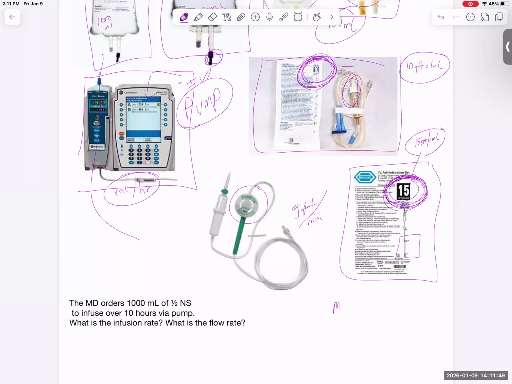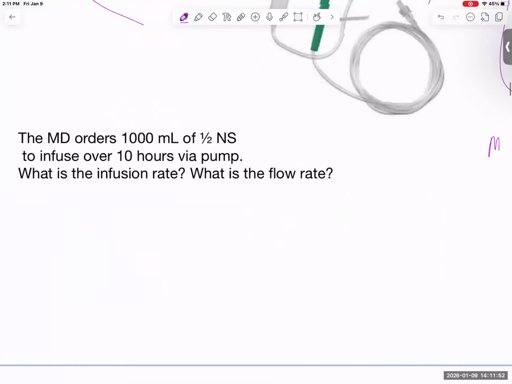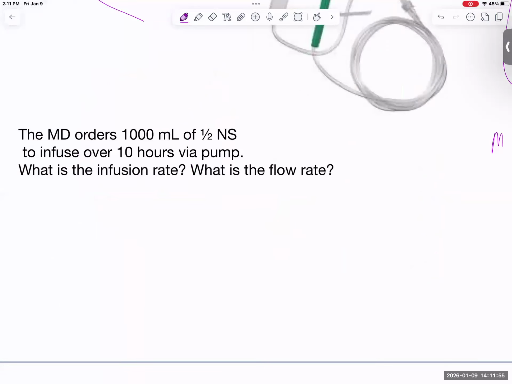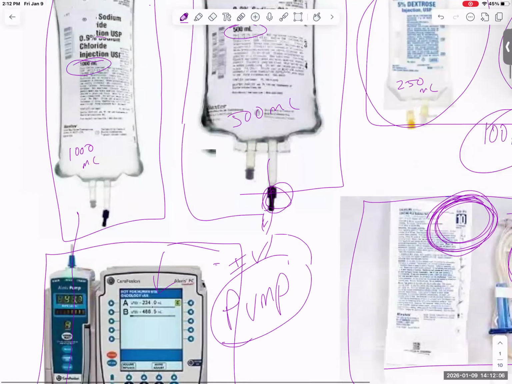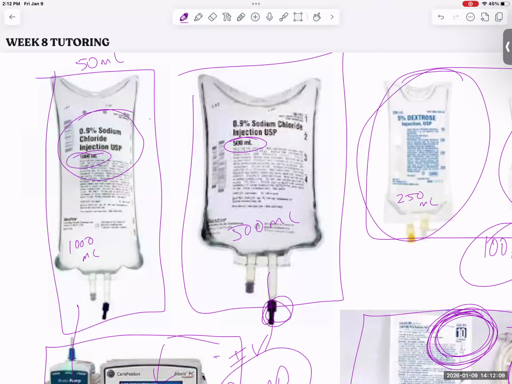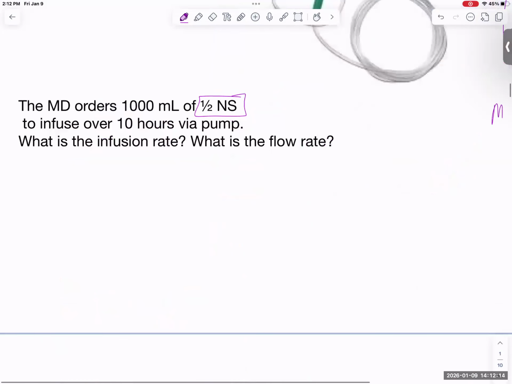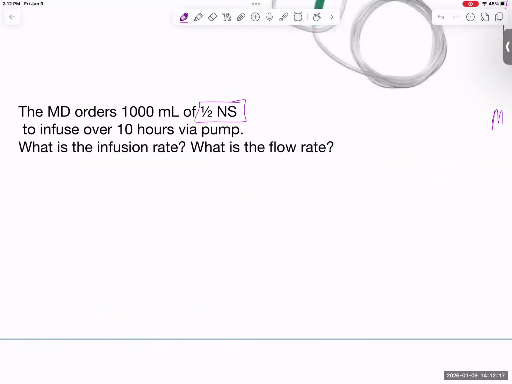So I'm going to teach you a method I use, and hopefully you will use it. I'm just going to talk and show you, and just hear what I have to say. The doctor orders 1,000 milliliters of half normal saline. This is a type of fluid. This is an example of a type of fluid: sugar water, normal saline, but this one just happens to name the type of fluid. Nice information to know if you're practicing. You don't need it to solve this problem though. The doctor wants 1,000 milliliters of half normal saline to run over 10 hours via a pump.